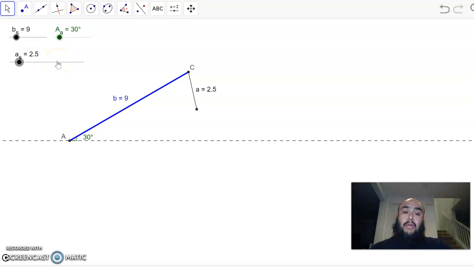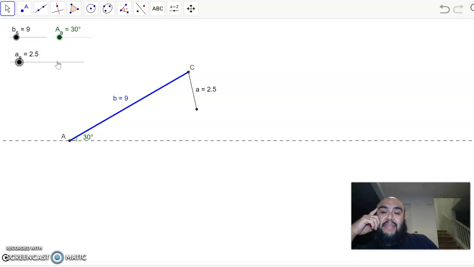Okay, so we have here a quick introduction into what's called the ambiguous case. The reason it's called ambiguous is that it's unclear, just from the information given, whether we have one triangle, sometimes two triangles, and sometimes no triangles. Hence the name, the ambiguous case.